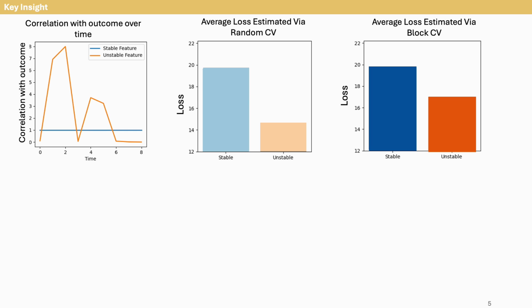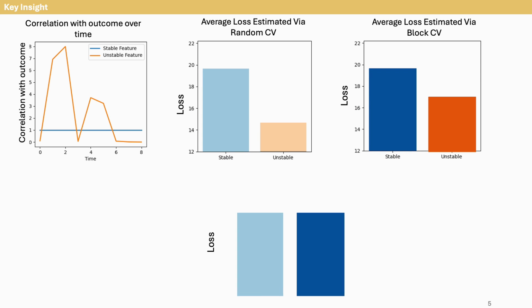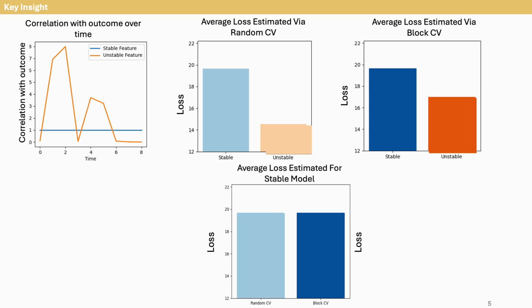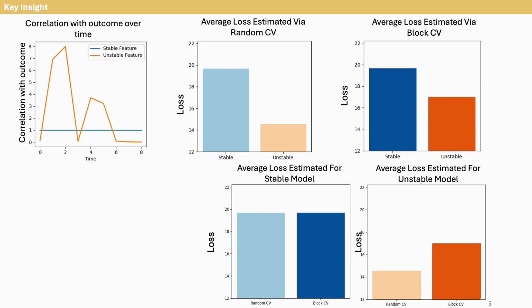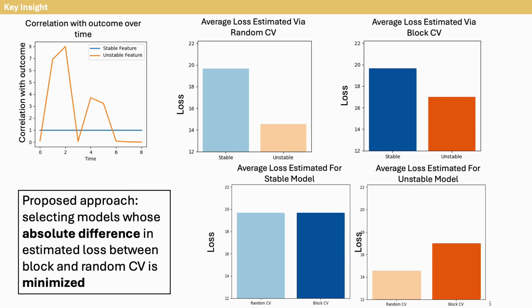The key insight informing our proposed approach comes from segmenting results not by method but by model, and when we do so, we find that random and block CV estimate the same average loss for the stable model, but different average losses for the unstable model. Thus, our proposed approach is selecting models whose absolute difference in estimated loss between block and random CV is minimized.